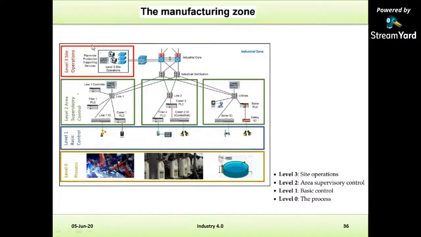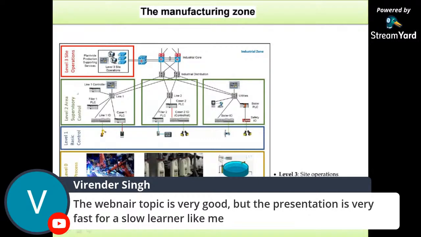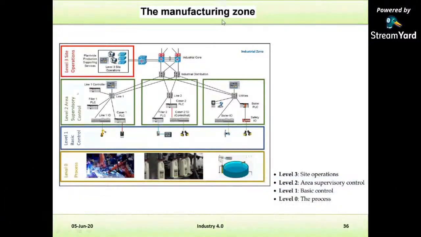Level three is site operations. The entire thing we are going to control by machineries, or through a computing system. So these are the levels according to the industrial zone or manufacturing zone. Three levels are considered available: level zero, process; level one, basic control; level two, supervisory control; level three, site operation.